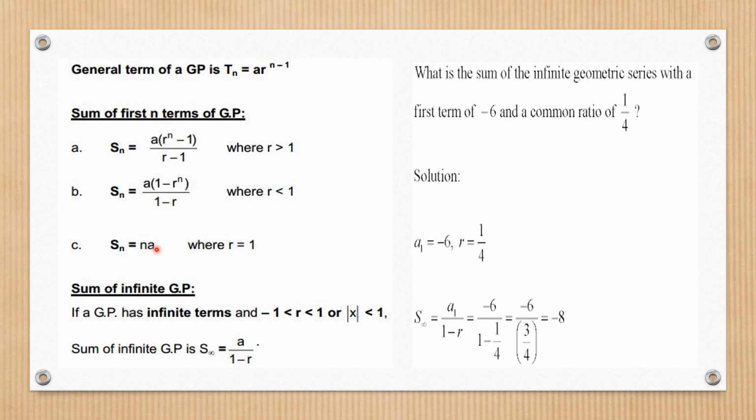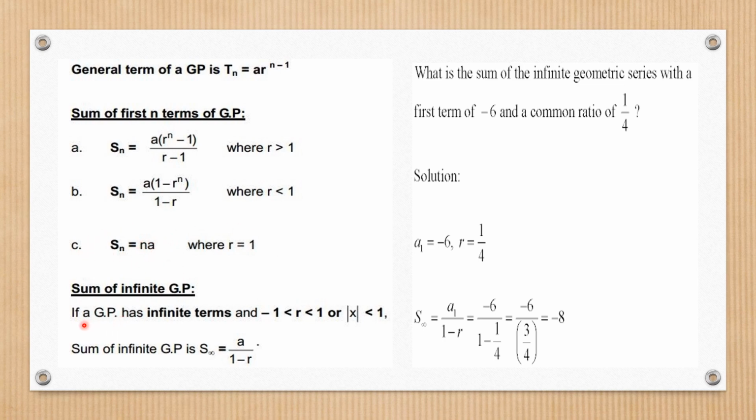Now how does it happen? Remember, the sum to n terms means the sum of A plus AR plus AR square plus so on, up to AR raised to power n minus 1. Now when R is 1, it will be like A plus A plus A, how many times? N times. And the sum of A, n times, will give you n times A. So this is the third case which is also there.